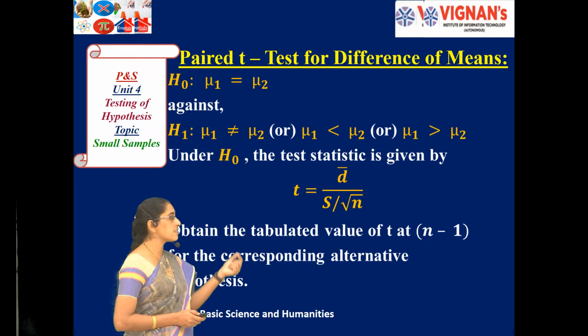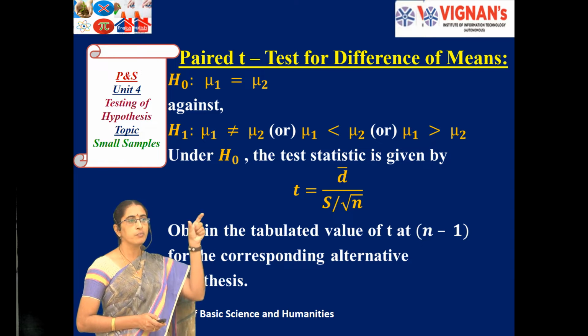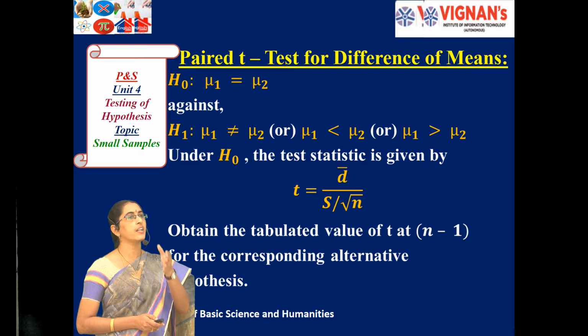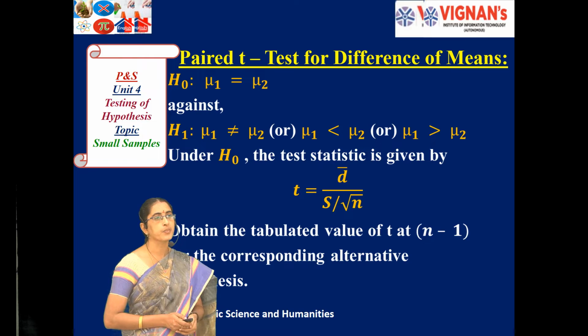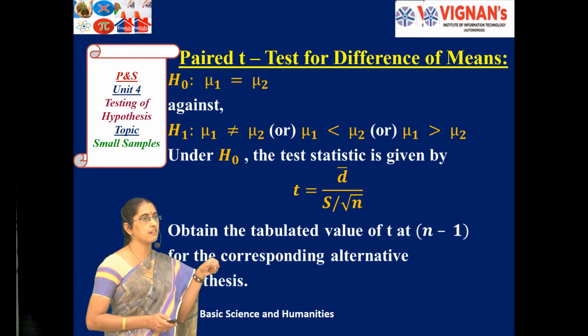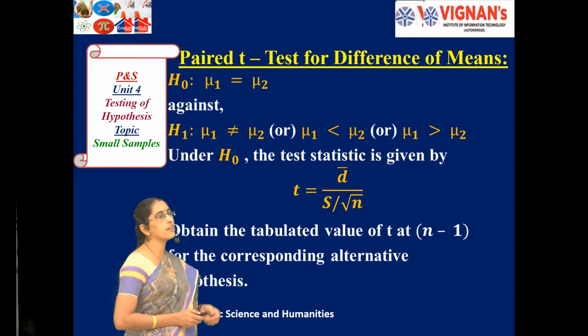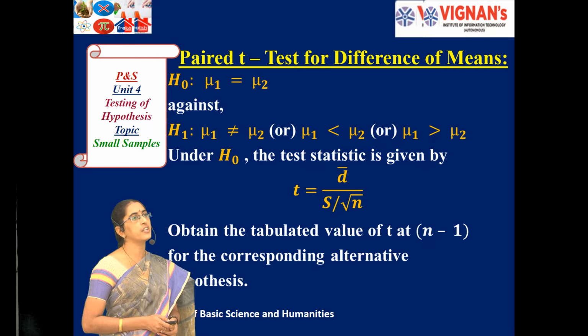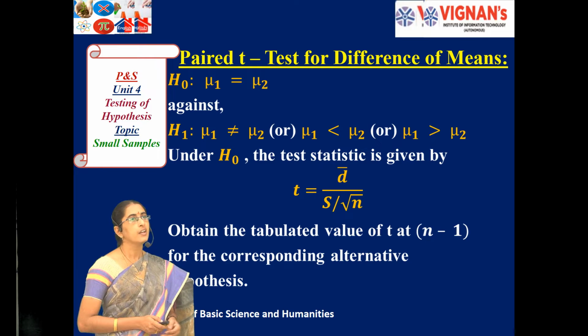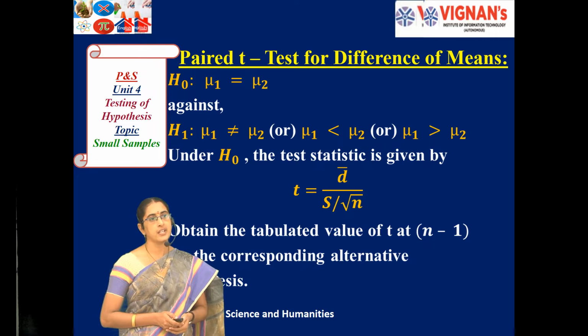Now this d bar is nothing but the average of the differences between the marks before and after, right? So before revision and after revision marks will be there. We have to find the difference of those, and the average of those differences is d bar. Even if we take the difference between the marks in a calculator, d bar can be obtained under regression linear mode. And capital S is given by the square root of 1 by n minus 1 summation of di minus d bar whole square. That can also be obtained using the calculator. Then you have to compare the calculated value with the tabulated value at n minus 1 degrees of freedom.